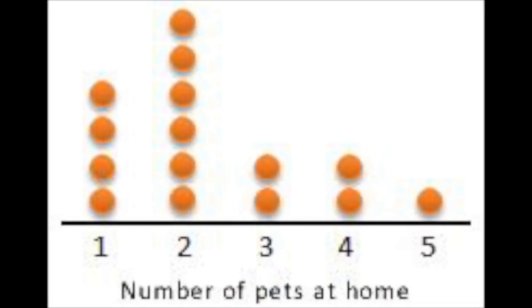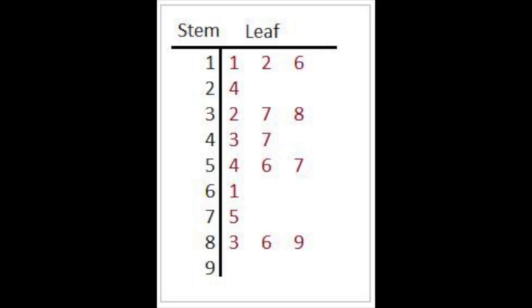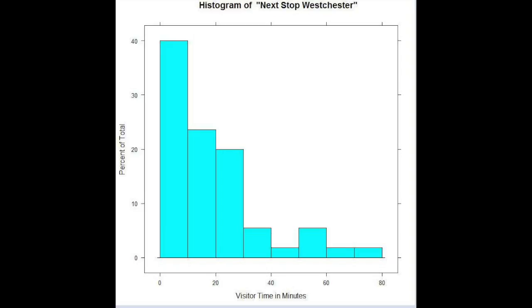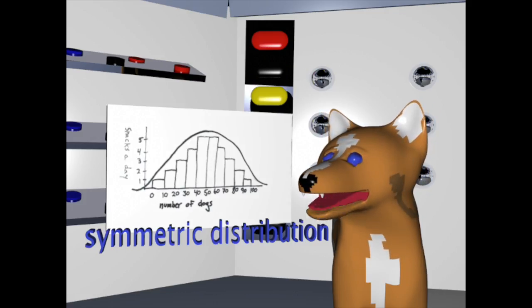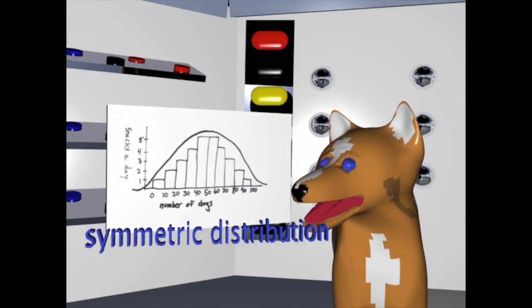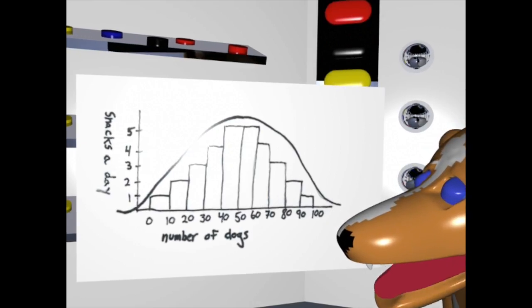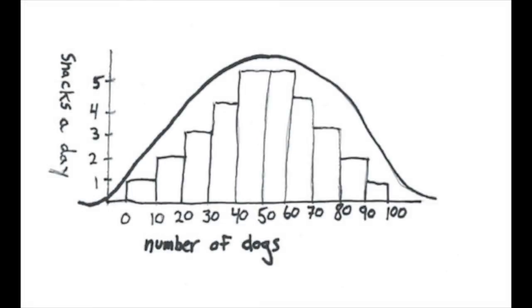And this data can be displayed in a dot plot, a stem plot, a histogram, a cumulative frequency plot, or a bar graph. Let's talk about bar graphs. If we surveyed some dogs on how many snacks they get a day, we might find we have a nice symmetric distribution. Notice the nice bell curve shape. The bulk of our data lays in the center of the graph.